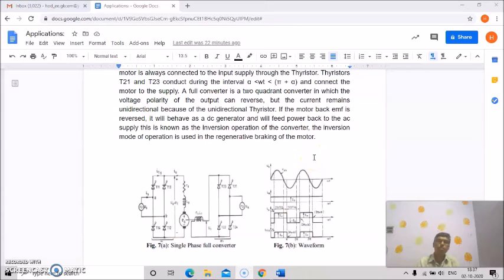So this two-quadrant operation is required so that the output voltage polarity can be reversed, but since unidirectional thyristors are used, the current remains unidirectional. If the motor back EMF is reversed, it is known as the inversion operation of the converter, and the inversion mode is used in the regenerative braking of the motor.